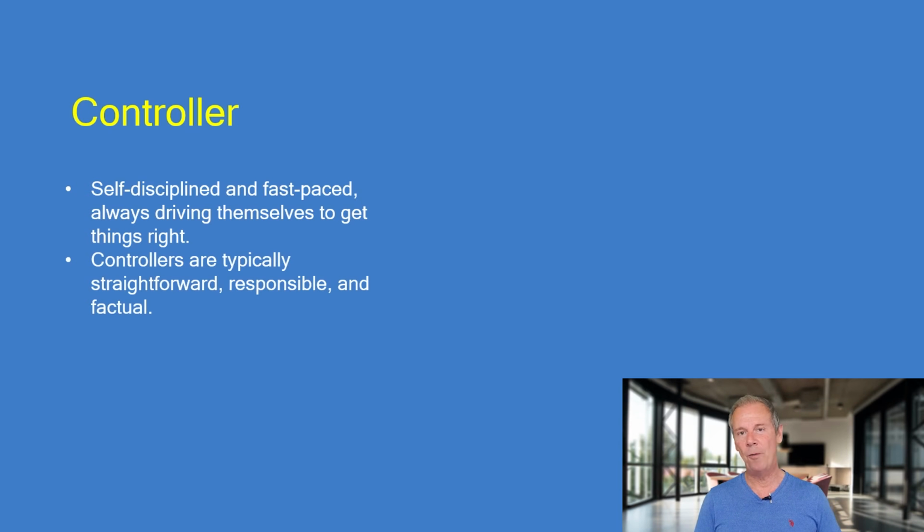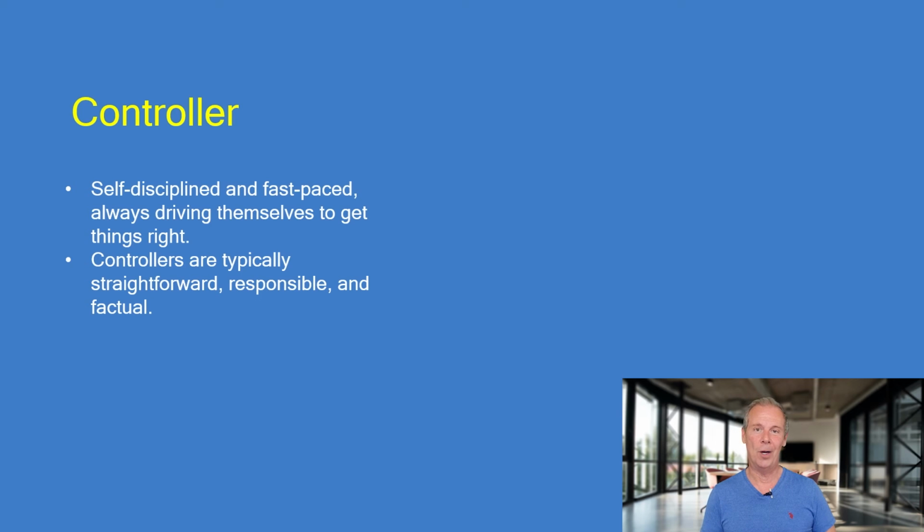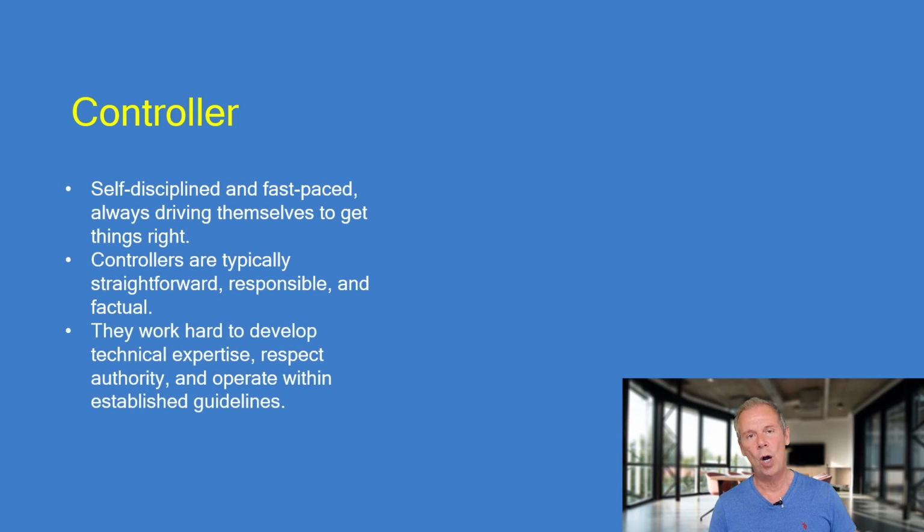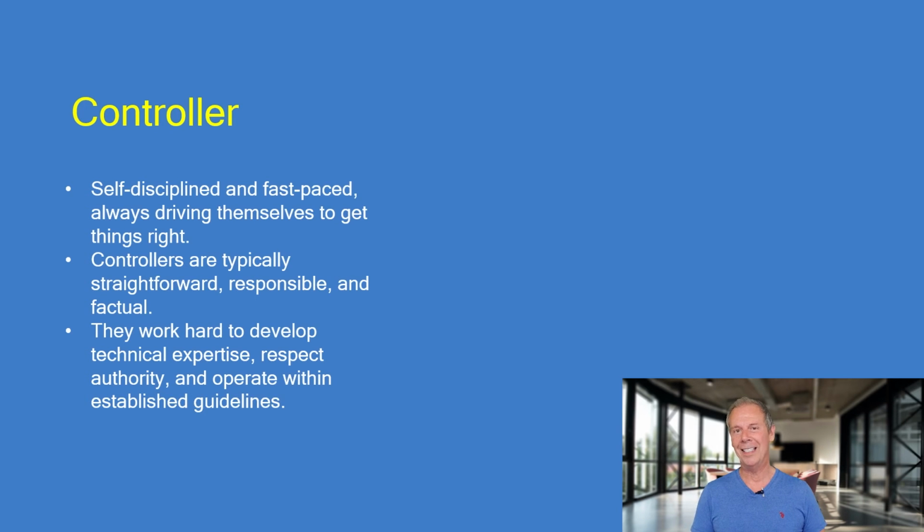Controllers are typically straightforward, responsible, and factual. So responsible means, I'll take the responsibility of the decision. That's why they're leaders. That's why they're out in front, because they're not afraid to make those decisions and commit to whatever path that takes. They also work hard to develop technical expertise. They respect authority, which is essentially they're dealing with other people of authority, and they operate within established guidelines. So again, controllers are the ones that sort of make the rules and govern the rules, and then obviously make decisions.